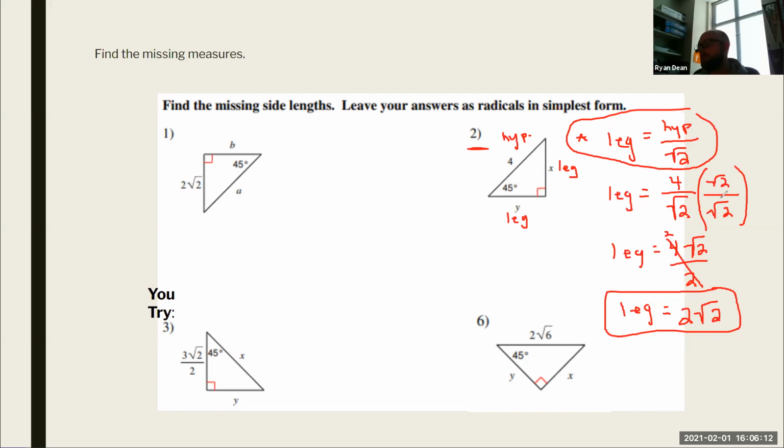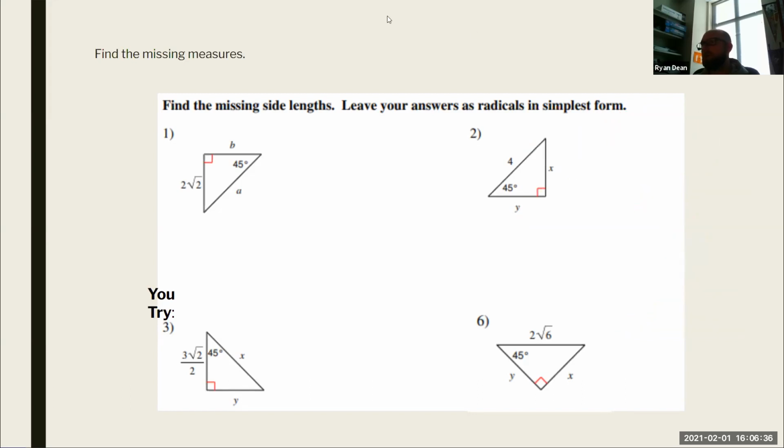That cancels these out and leaves me with 1, 2. And then on the top, I have 4 square root of 2. 4 divided by 2 gives me 2. And then both of the legs are equal to 2 times the square root of 2. All right, so that's it for the 45-45-90s. In the next video, we will be talking about 30-60-90s.